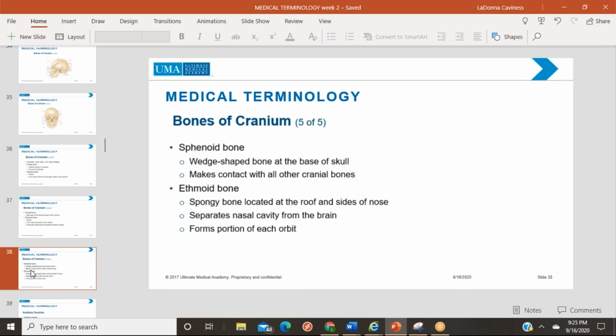Here you have the sphenoid bone, a wedge-shaped bone at the base of the skull. It makes contact with all other cranial bones. Then you have the ethmoid bone, a spongy bone located at the roof and sides of the nose, which separates the nasal cavity from the brain and forms a portion of each orbit.